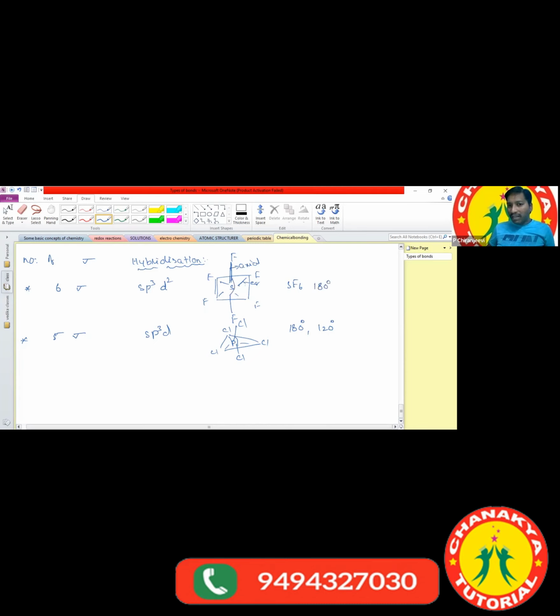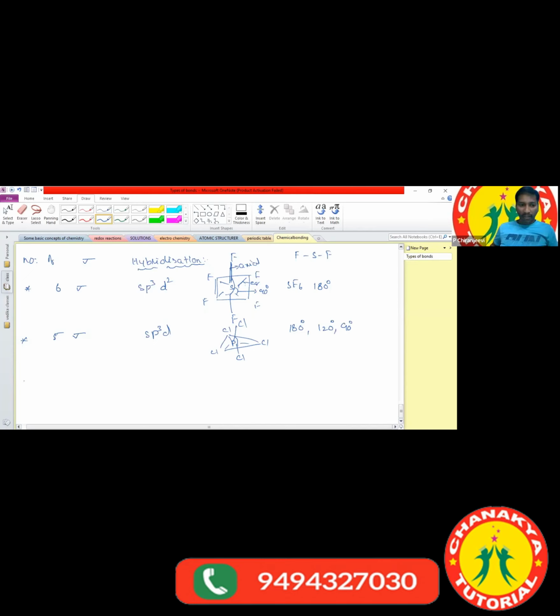We take 90 degrees as the angle between sulfur and fluorine. Here we have 90 degrees. Where we have 180 degrees is fluorine, sulfur, fluorine, in this direction also. So 180 degrees and 90 degrees bond angles are there. In PCl5 we have 120 degrees bond angles, and 90 degrees bond angles as well.